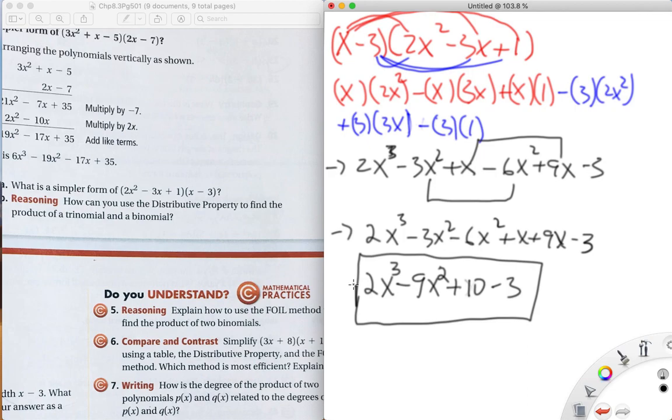I used the horizontal method. I used the distributive property. I multiplied the x across the parentheses, then I multiplied the negative 3 across the parentheses. Then I looked for like terms and I combined them and then finally simplified them.